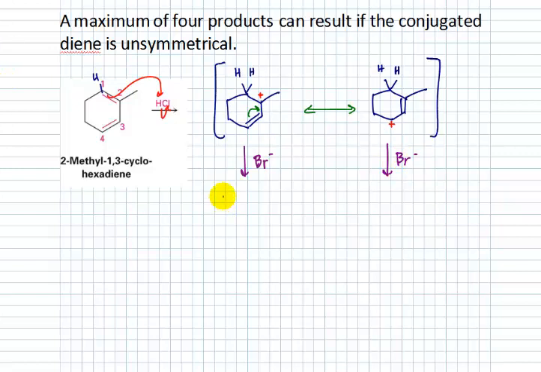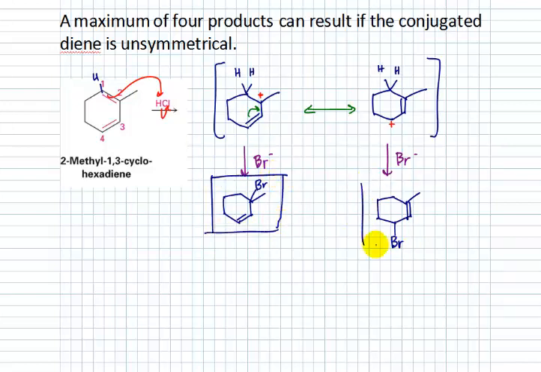To give two different products. One with the bromine on the same carbon as the methyl group, one with the bromine way down on carbon 4 after the double bond has migrated. Okay, so there are two distinct products so far.